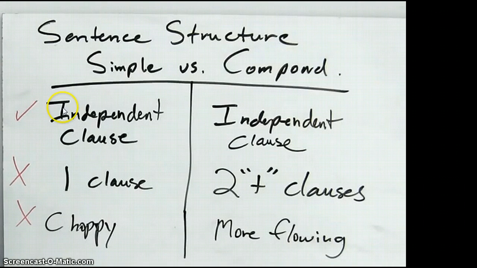In both the simple and the compound sentence, both sentence structures are made up of the independent clause. The difference between them is that the simple sentence is going to have one clause and the compound will have two or more independent clauses. Okay? There are no dependent clauses in a simple or a compound sentence. They are strictly independent, and the difference is that a simple is one, a compound is more than one.